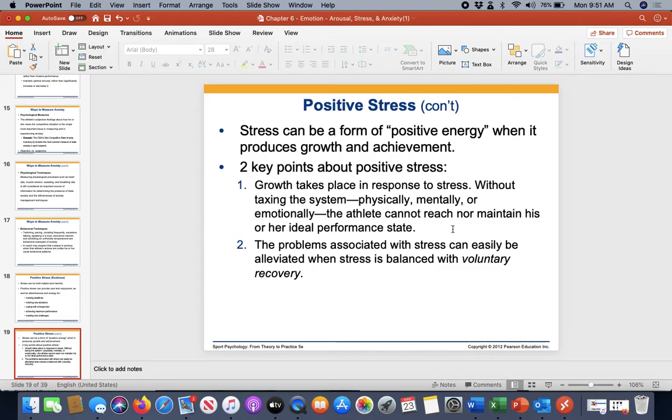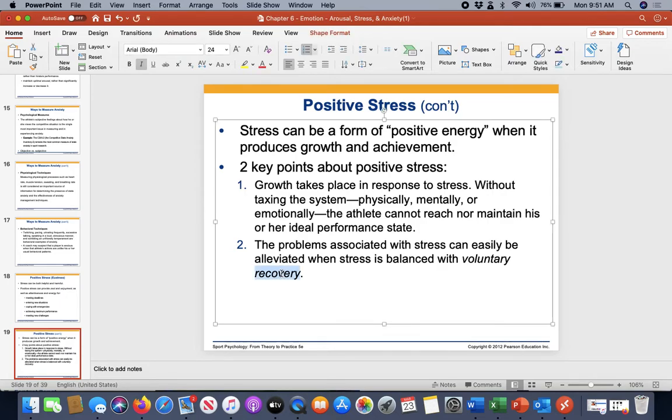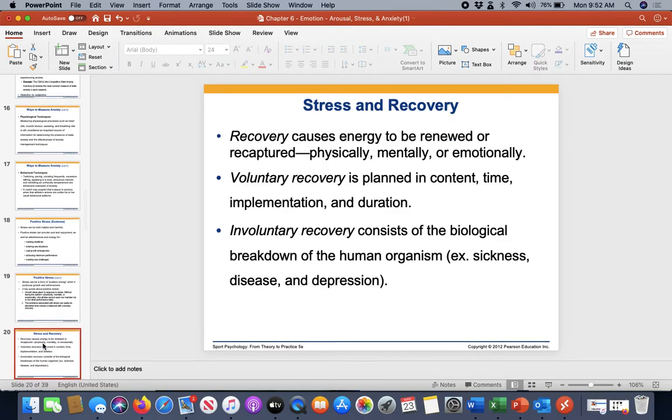So what we need to worry about is, how do we maintain balance? Like they say here, voluntary recovery. Take the time to be involved in the recovery process. People who don't take the break are the ones that are going to start going from eustress, positive stress, into that negative distress, which we don't want. But you've got to be able to take the time and move on.